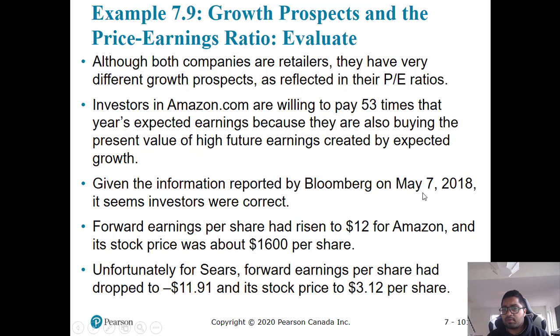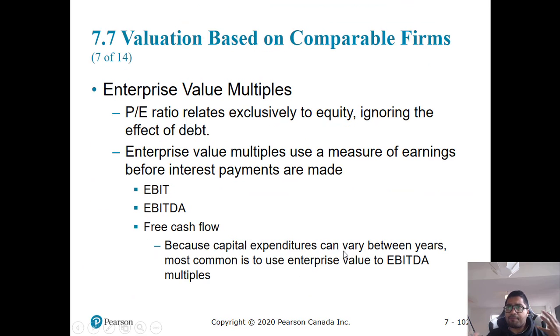Given the information reported on Bloomberg, it seems investors were correct. The forward earnings per share has risen to $12 for Amazon and its stock price was about $1,600 per share. Unfortunately for Sears, the forward earnings per share had dropped to minus 11.95 and the stock price has gone down. So whenever you're comparing firms, if you see that some companies have a higher PE ratio, it doesn't mean that the company is overvalued. It means that the company can grow a little bit faster. That is why investors are assigning higher multiples.